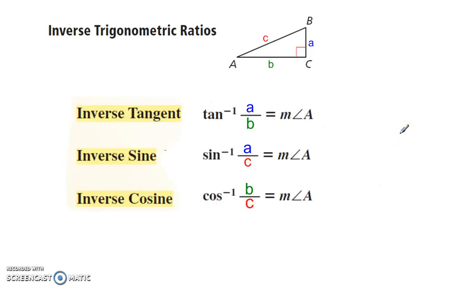So these are the inverse trigonometric ratios. The inverse tangent is TOA, opposite to adjacent, right? Remember SOHCAHTOA. So the opposite side would be A to the adjacent side B, and that would give me the measure of angle A. Or, if I know the hypotenuse, then I'm going to use either sine or cosine. If I know the hypotenuse and the adjacent, I'll use cosine. If I know the hypotenuse and the opposite, I'll use sine.